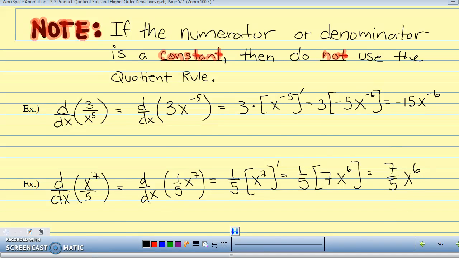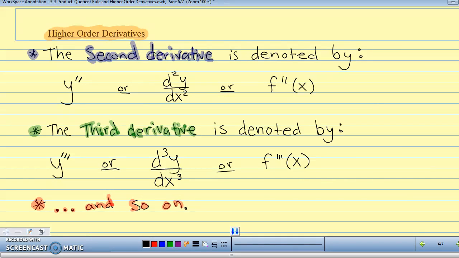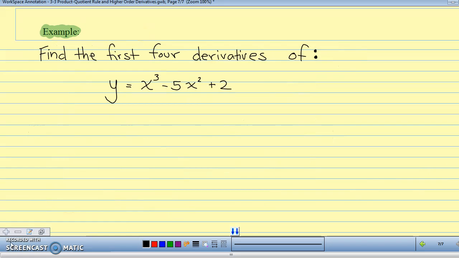Okay, the last thing I want to hit is higher order derivatives. So the second derivative is denoted by y double prime, or d squared y over dx squared, or f double prime. The third derivative is denoted by y triple prime, or d cubed y over dx cubed, or f triple prime x, and so on. That pattern continues. Let's look at this quick example. Find the first 4 derivatives of y equals x cubed minus 5x squared plus 2.